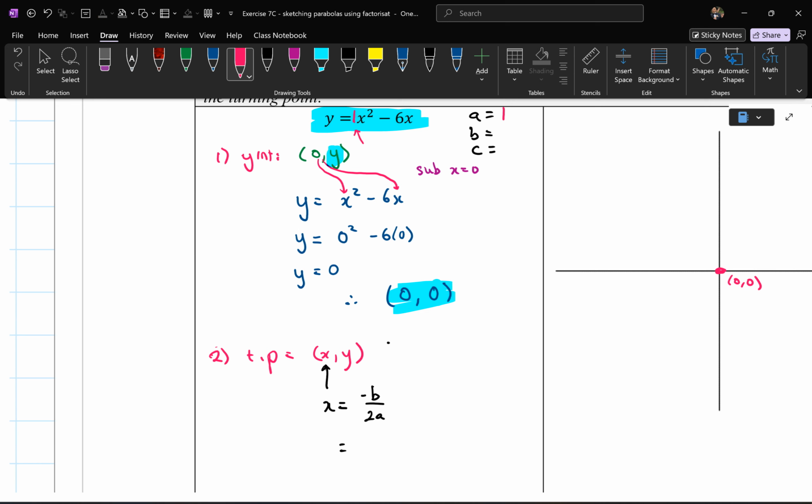What is my b? Let's go with Raf. So a was 1 there. So what is my b? B is the coefficient of x. Where's the equation? It's not there. Wait. Negative 6. Negative 6.